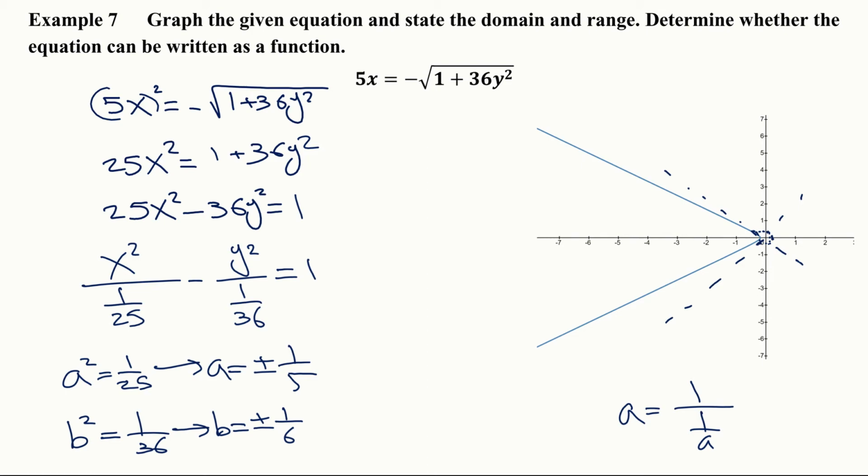And so the thing to keep in mind is that if I actually solve this for x, I get x equals -1/5 square root of 1 plus 36y squared. So I know that with this left-right hyperbola, because of that minus, I'm going to be interested in the left part. If we were plus, we would graph the right part of this hyperbola. Okay, so that's all there is to that.